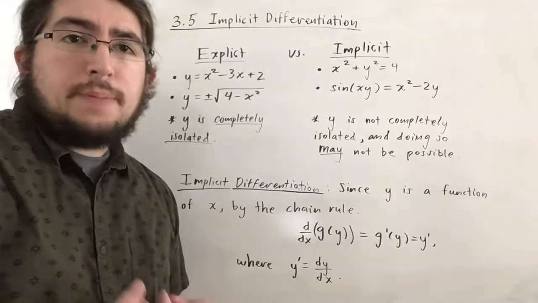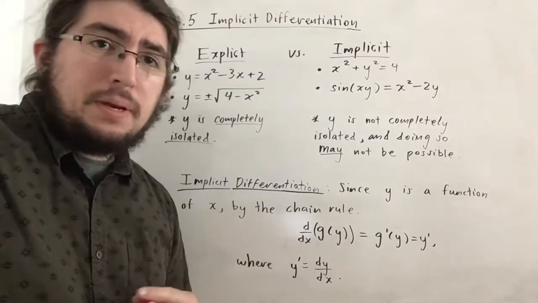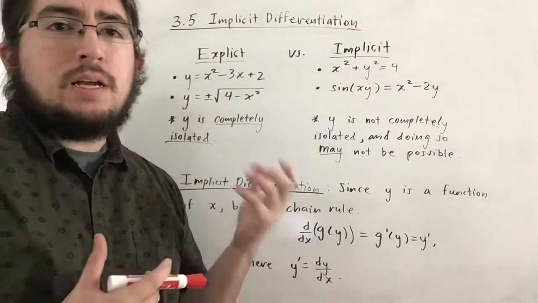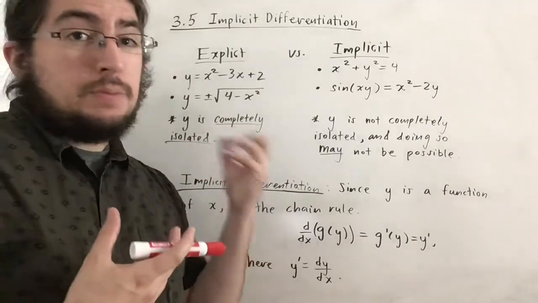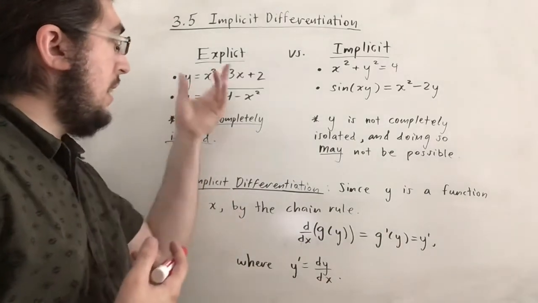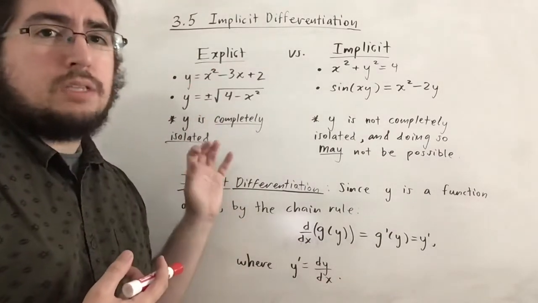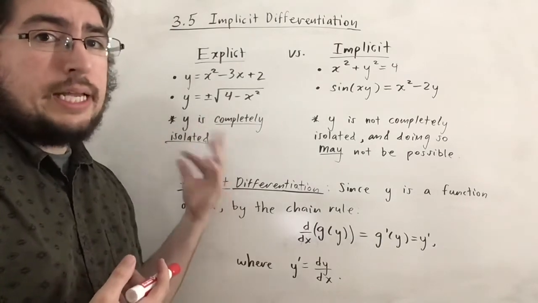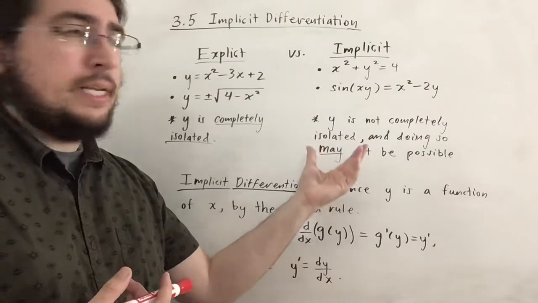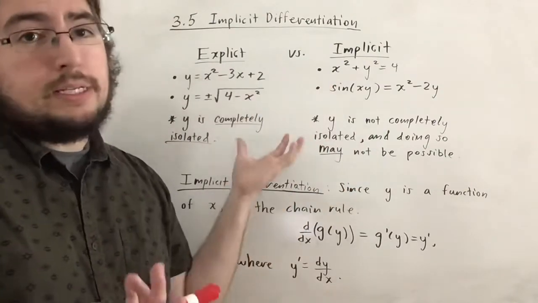Hello everyone, this is chapter 3.5, which is a section on implicit differentiation. The first thing I want to get out of the way is what exactly it means for an equation to be in explicit form versus implicit form. Now here I say, well, explicit basically means that y can be solved for and completely isolated in terms of the other variable x, whereas in implicit, it's not, or it's impossible.